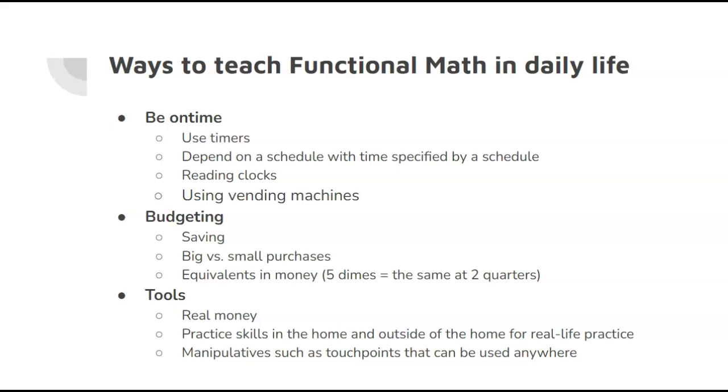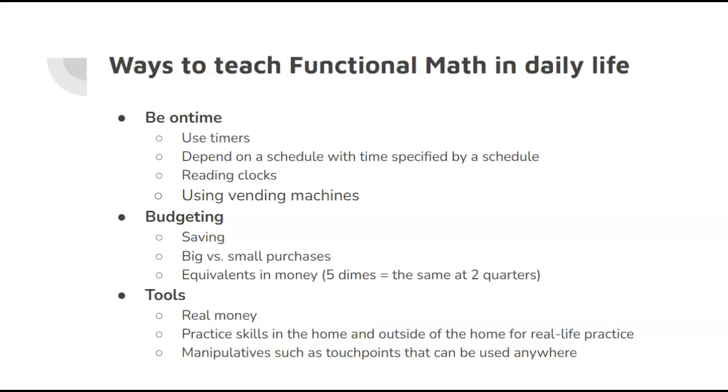Big versus small purchases. You can start this at a very early age. What is a big versus a small purchase, and how long does it take to save for each? Equivalence in money. Start talking about 5 dimes is the same as 2 quarters, things like that. Again, great way to incorporate functional academics into math.